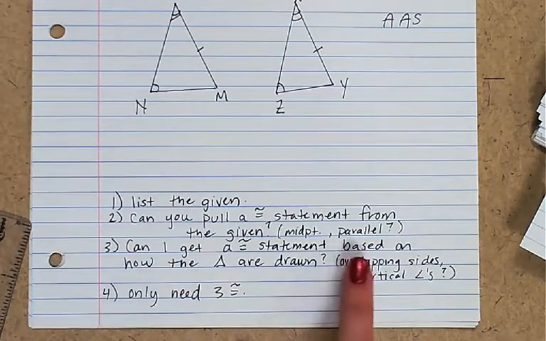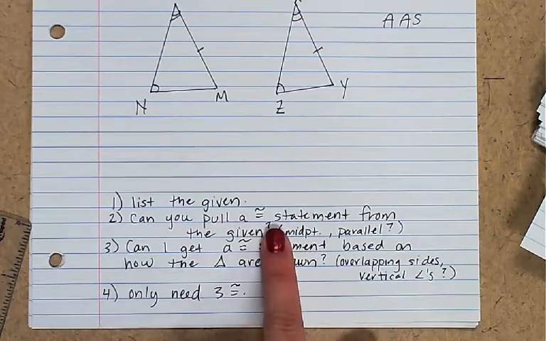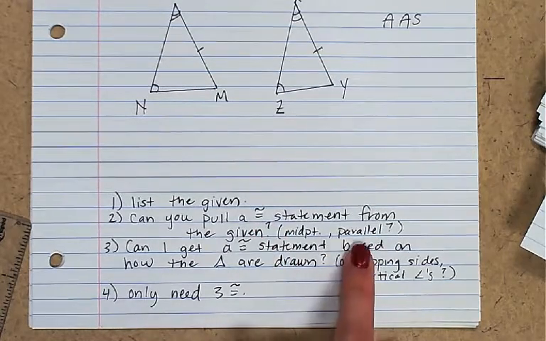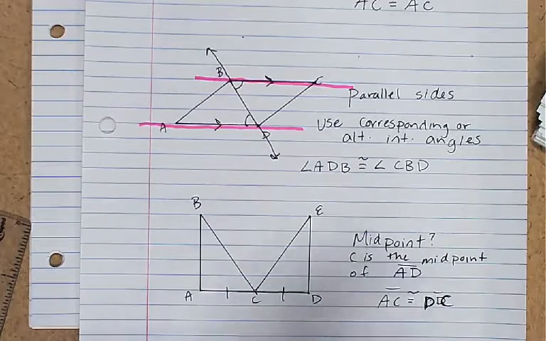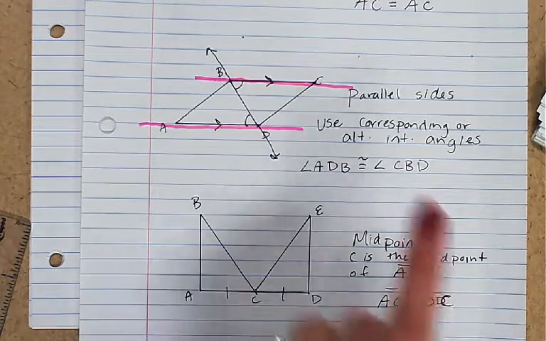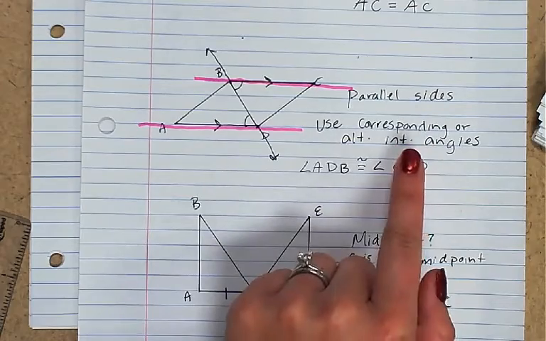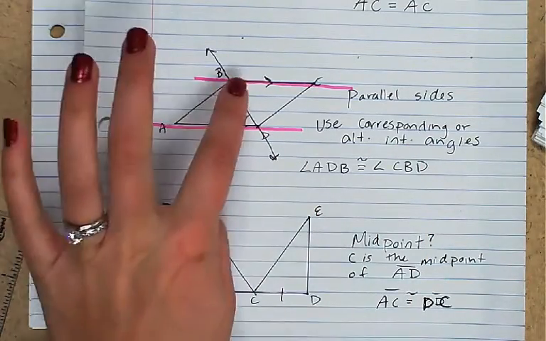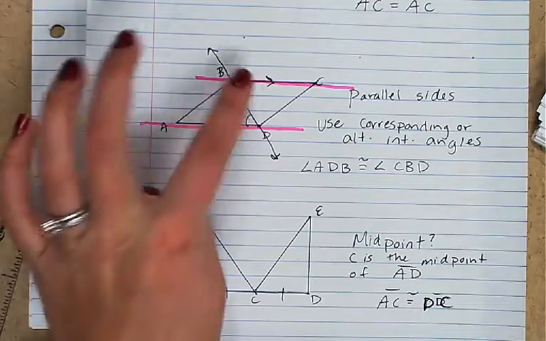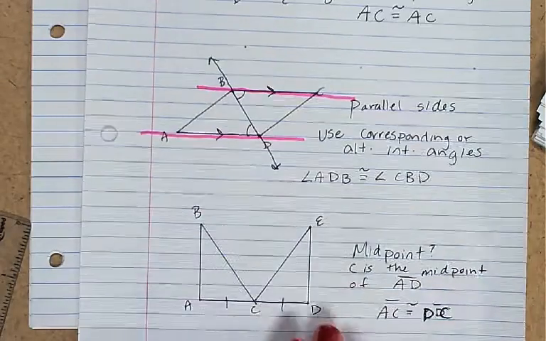Another hint that you can pull from a given statement is if they tell you whether or not the lines are parallel. Like on this one, if they say that you have BC is parallel to DA, you can use the corresponding angles or alternate interior angles to say that those angles are the same. On this one, we have alternate interior, so I can say that they're the same based on that given statement.